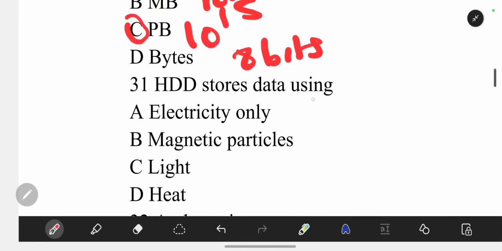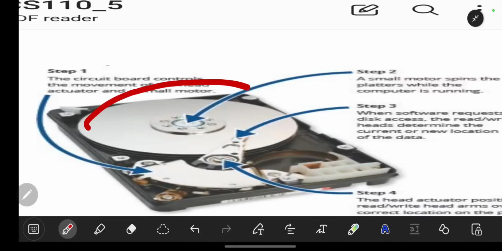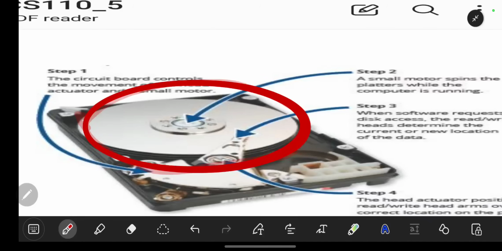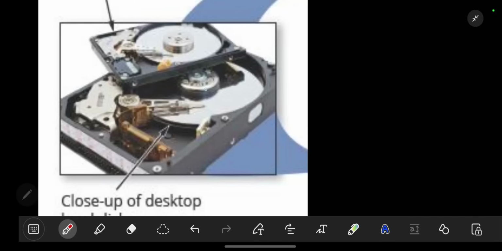An HDD stores data using magnetic particles. The hard disk drive uses magnetic particles to store data. This is the hard disk, which is made up of moving parts. It rotates like that, and it uses magnetic strips to be able to store data. This is how it looks in another image.